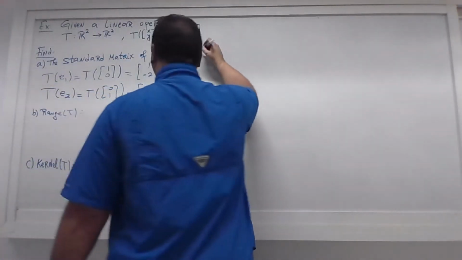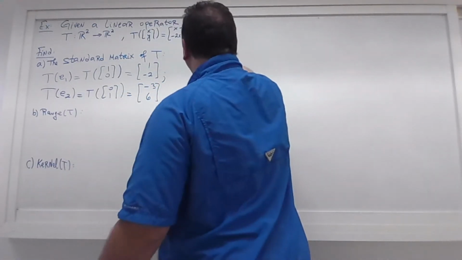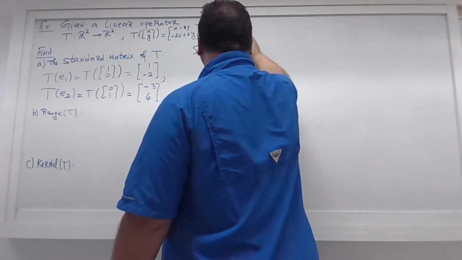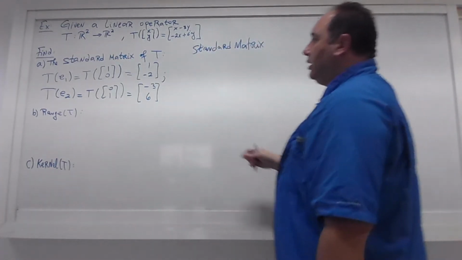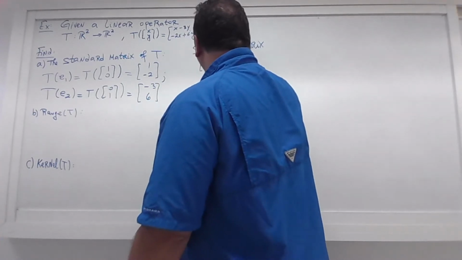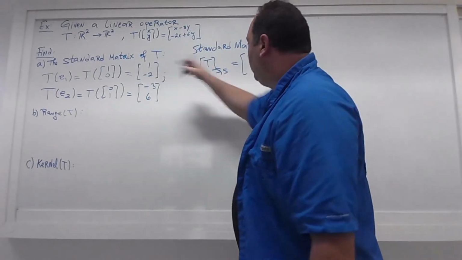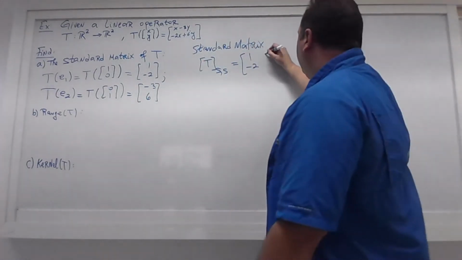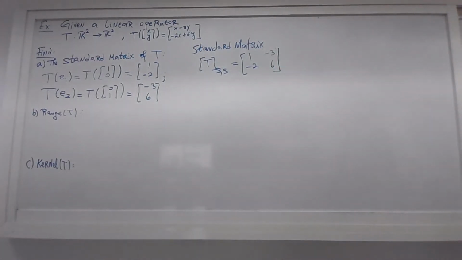So the standard matrix associated with the linear transformation T is, for standard input, standard output, first column is the image of the first basis vector, and second column is the image of the second basis vector. That's it, finished.